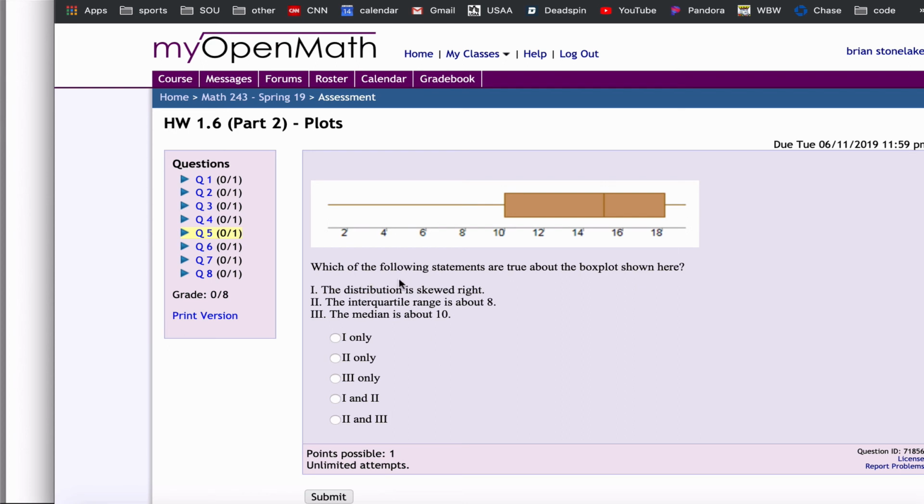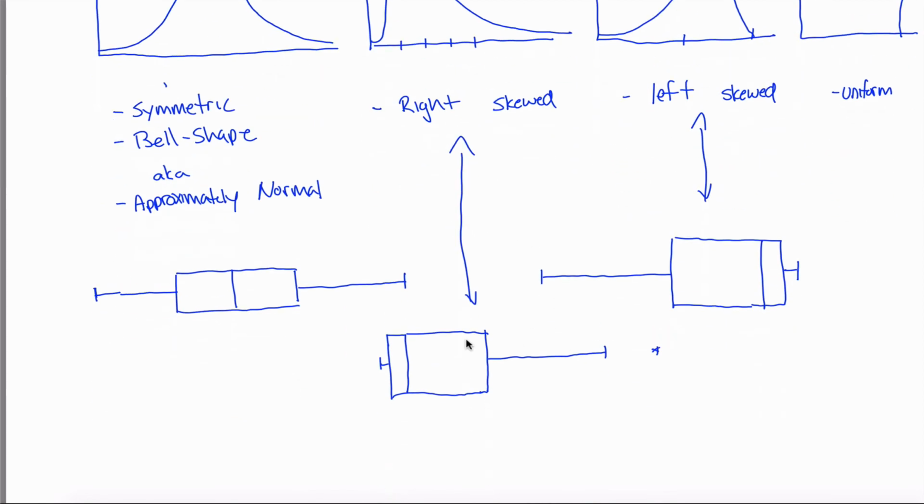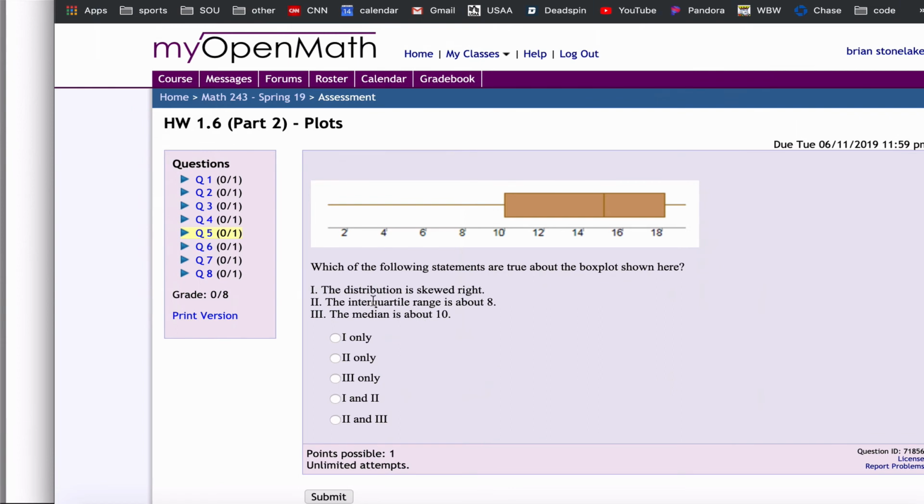And they ask you a bunch of questions. Is this skewed right? Maybe you can go back and take a look at what a skewed right box plot would look like and figure out whether it looks like that or not. Is the interquartile range about 8? Interquartile range, that's not directly on my box plot, right, but Q1 and Q3 are. And so maybe you can ballpark Q1 and Q3 from looking at the picture, and once you know Q1 and Q3, you can ballpark the interquartile range. Median, that should come straight out of your picture. Maybe you can figure out which of these statements are true, and then answer down here. I think this is a good question for what that's worth.